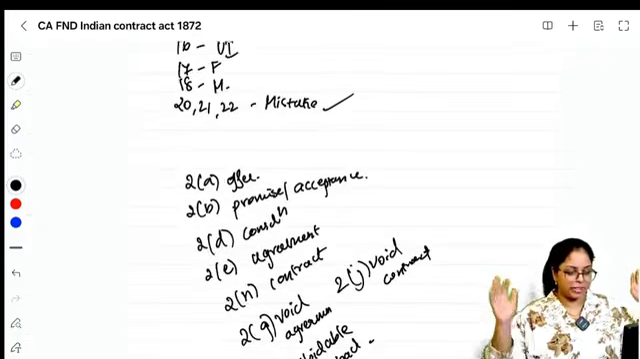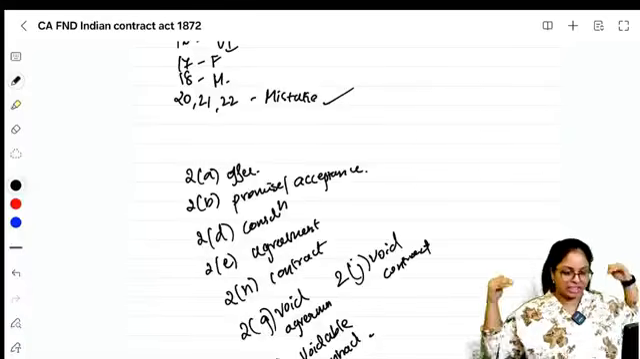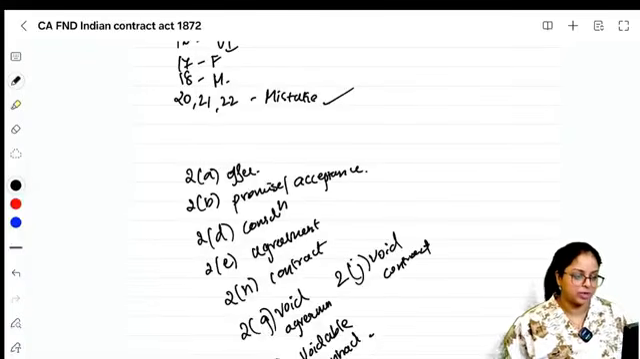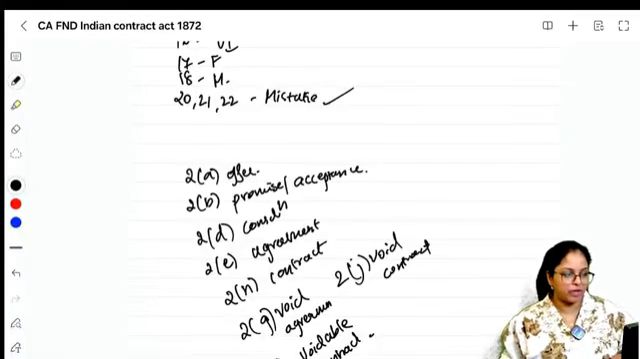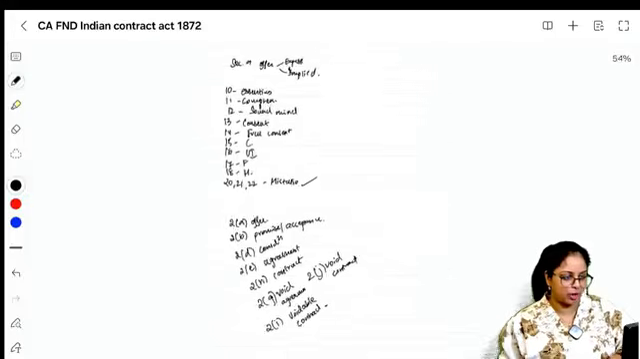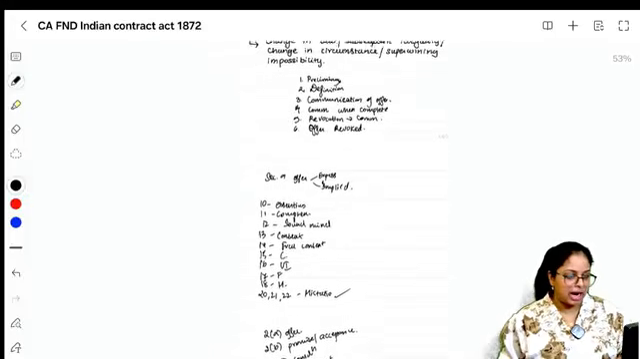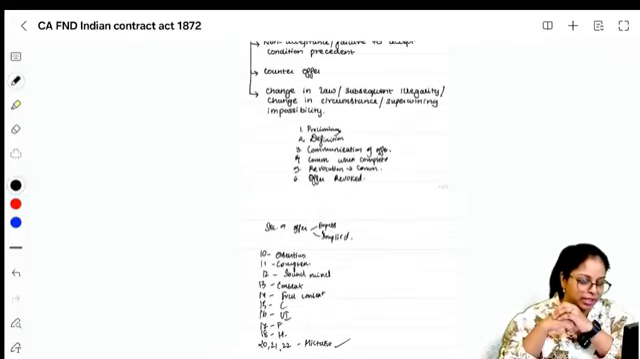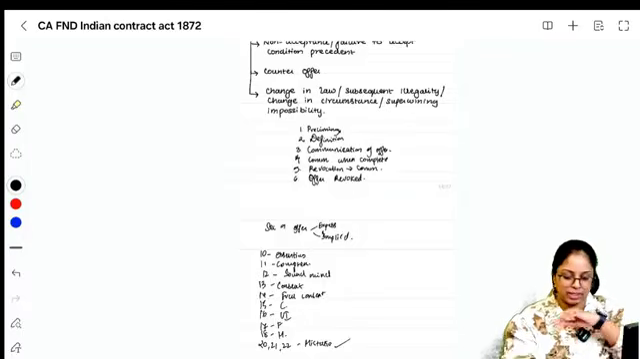Ma'am, show all the 22s, all the sections. Don't worry, I'll send you the section chart. I'll put it properly and send it to you. If you want for now, you take a screenshot, but I'll send it properly. Are you able to understand this? Is it absolutely clear?